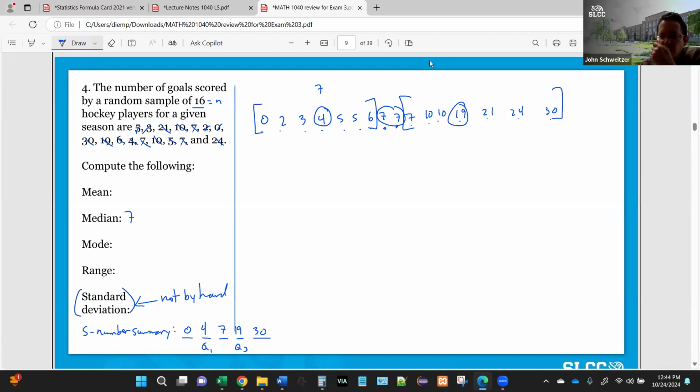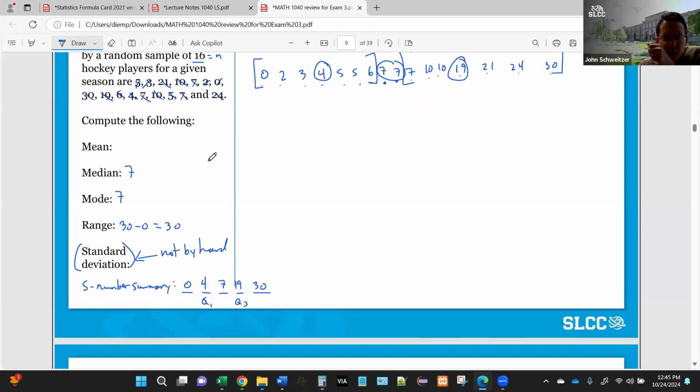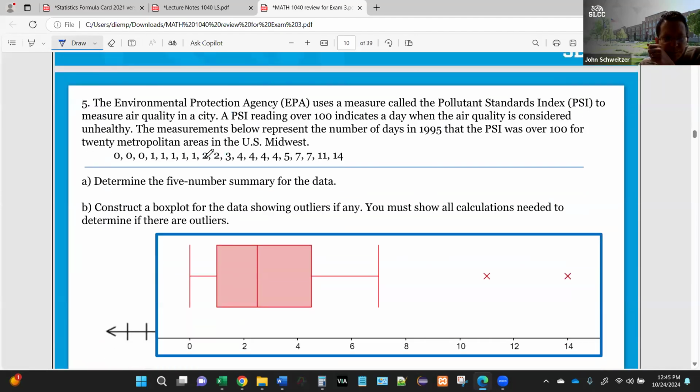The mode is the number that occurs the most frequently, which looks like 7 to me. The range is going to be 30 minus 0, or 30. And then the mean, we're getting low on time. I don't think you need to watch me add up all these numbers and divide by 16. It would just be the sum of those numbers divided by 16. Okay, good. So just some basics of checking to make sure you know how to take a raw data set and get some summary of the data set.